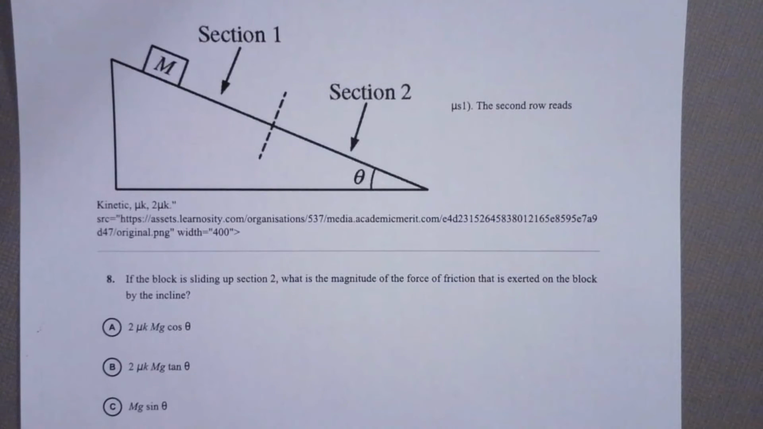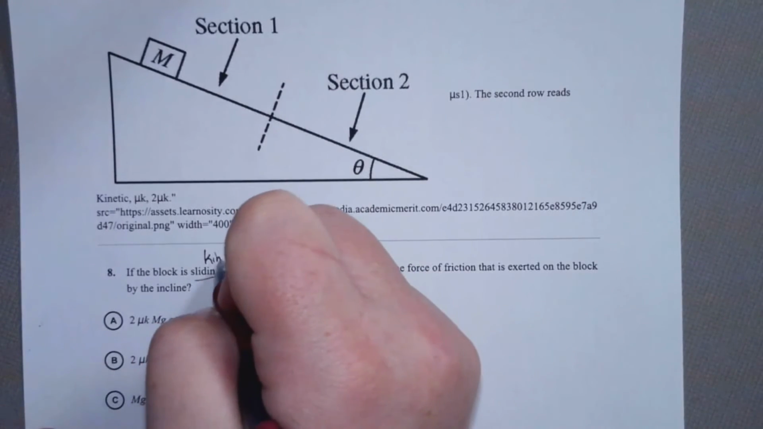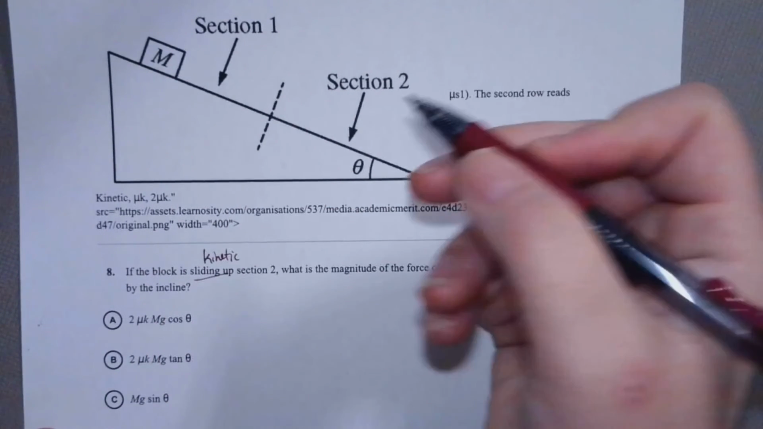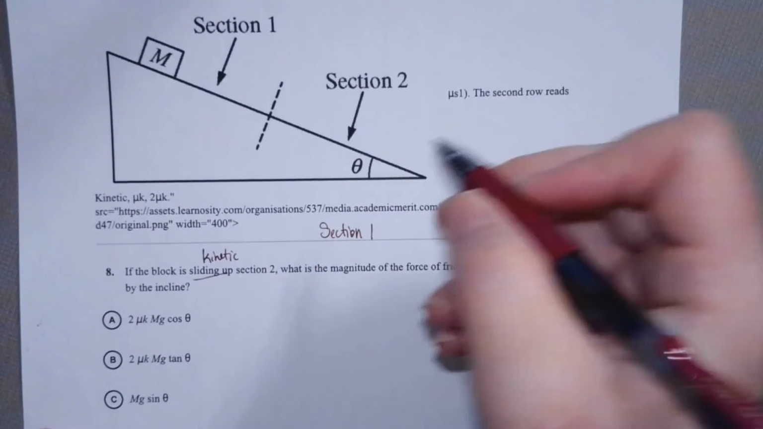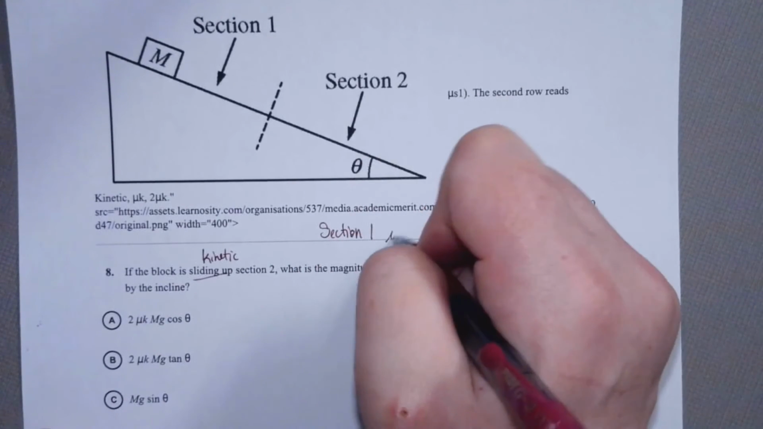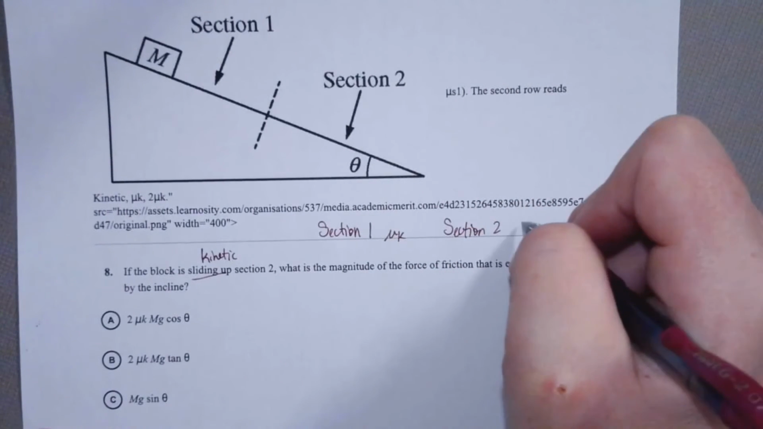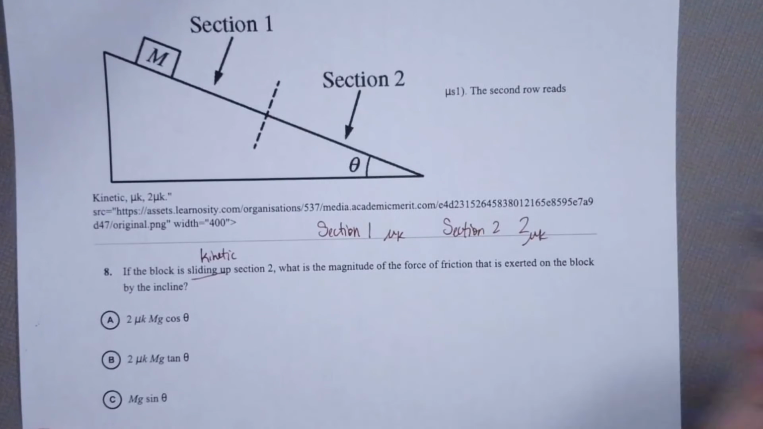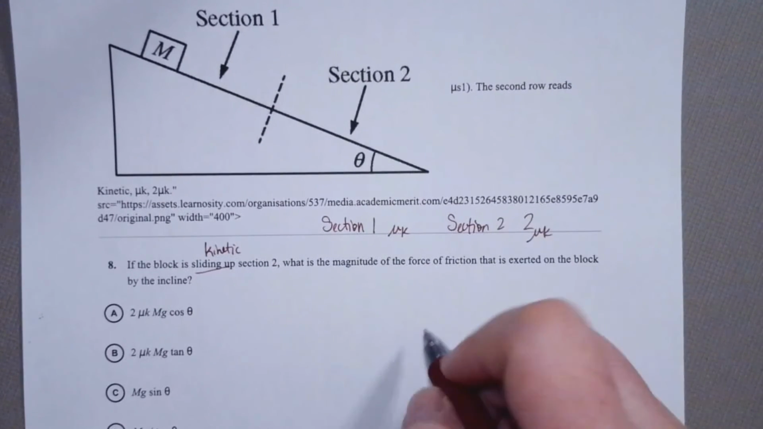Okay, so we are talking about sliding up. So this is kinetic friction. And what we know is that in section 1, we've got mu k. And in section 2, we've got 2 mu k. Great, super. If it's sliding up section 2, what's the magnitude of the force of friction exerted on the block by the incline? Okay, so here we go.